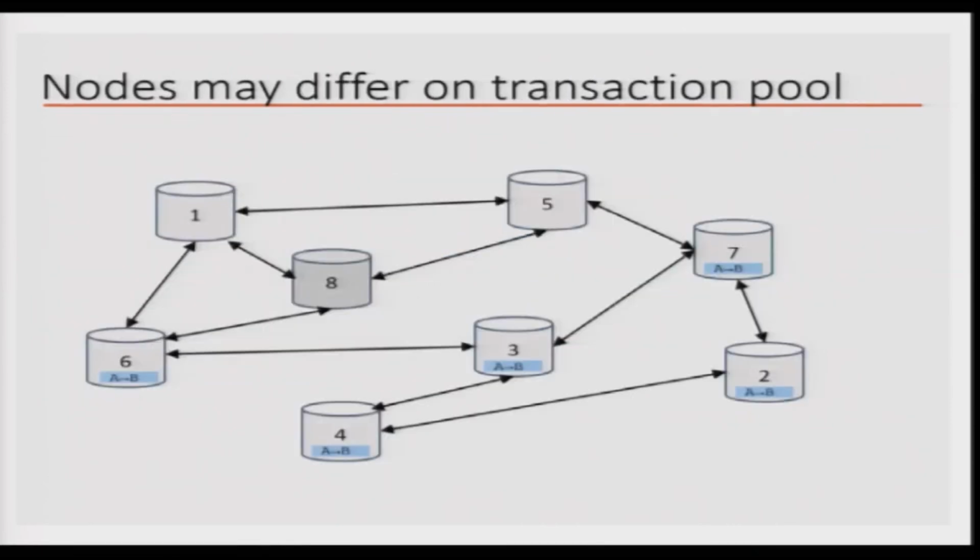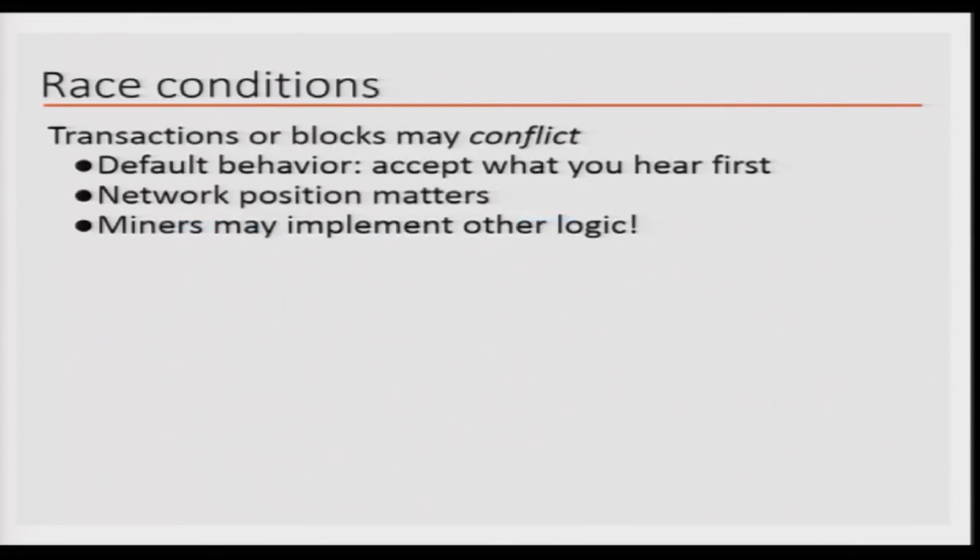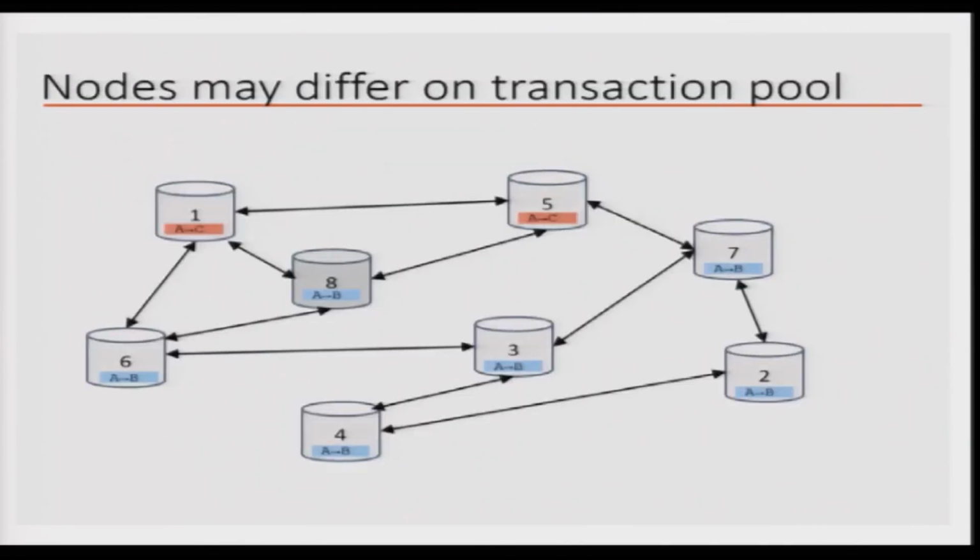Now, as we have seen in previous sessions, nodes may differ in their pending transaction pool. For example, let us say these nodes have this A to B transaction, and then 1 learns a new transaction A to C and starts flooding. It sends A to C to its neighbors. 5 stores it, but 8 may ignore it and 6 may ignore it. There may be many reasons for this. Maybe 1 and 5 are malicious, so they are storing an invalid transaction, or maybe they are the right ones, and 8 and 6 are maliciously ignoring this transaction.